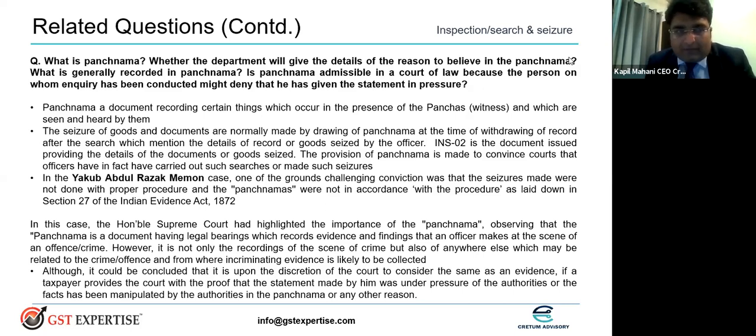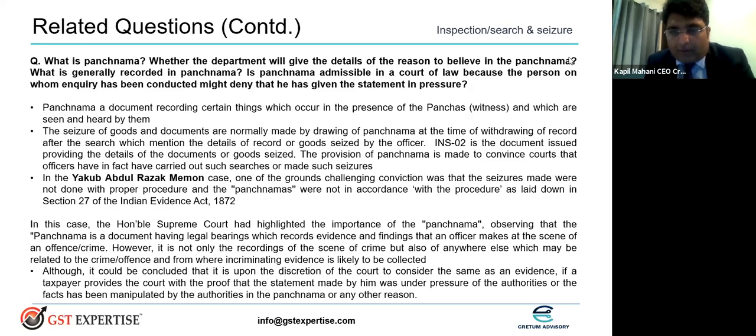So what is important first of all is that Panchnama is a document recording certain things which occur in the presence of Panchis, who are called witnesses, and which are seen and heard by them. The seizure of goods and documents is normally made by drawing up a Panchnama at the time of withdrawing of records after the search, which mentions the details of records or goods seized. An INS-02 is a document issued providing the details of documents or goods seized.